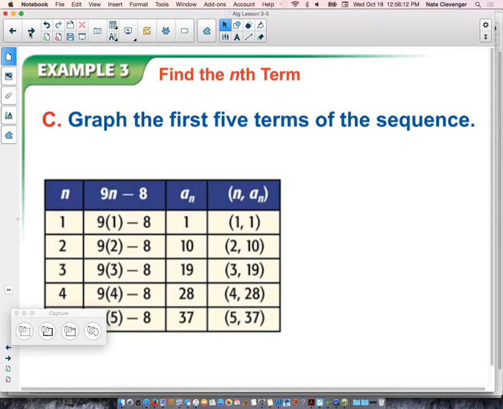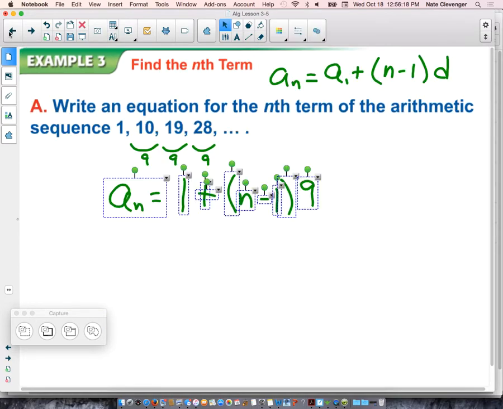Then graphing this, graph the first 5 terms. Your first term has a value of 1, so the points are (1, 1), (2, 10), (3, 19), (4, 28), and (5, 37). You'd plot those 5 points, that's it.